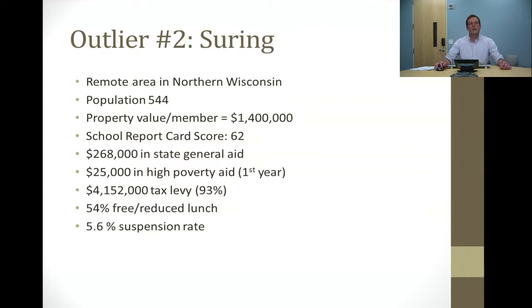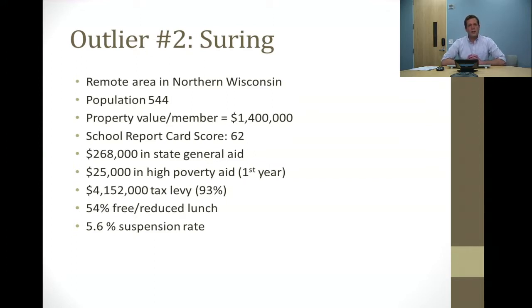Second school that I looked at was Suring. This again is another remote area in northern Wisconsin. A population of 544. Property value per member in this case was 1.4 million. Their school report card score was 62, which was comparable to Birchwood. They received a little bit more in state general aid. They've got $268,000 in general aid, and they gained $25,000 in high poverty aid. This was the first year that they qualified for high poverty aid. In previous years, they had been hovering around 49% of their student population with free or reduced lunch.